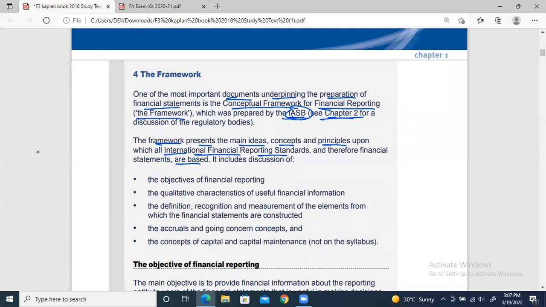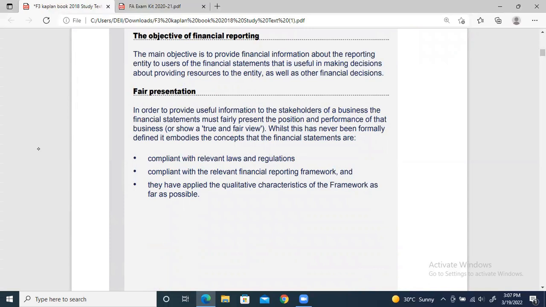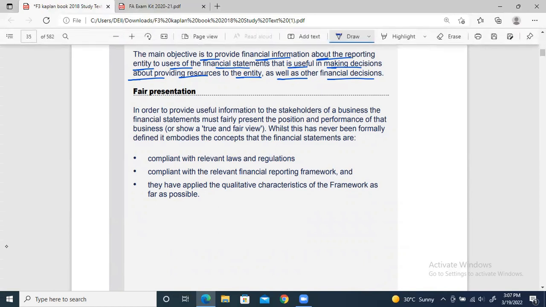Okay, now first of all, let's see the objective of financial reporting. The main objective is to provide financial information about the reporting entity to users of the financial statements that is useful in making decisions about providing resources to the entity, as well as other financial decisions. So that means this is the main objective of financial reporting, right? That we have to report all kinds of figures that are important for the users who are making the decision to invest in the company. Okay, now let's see further.